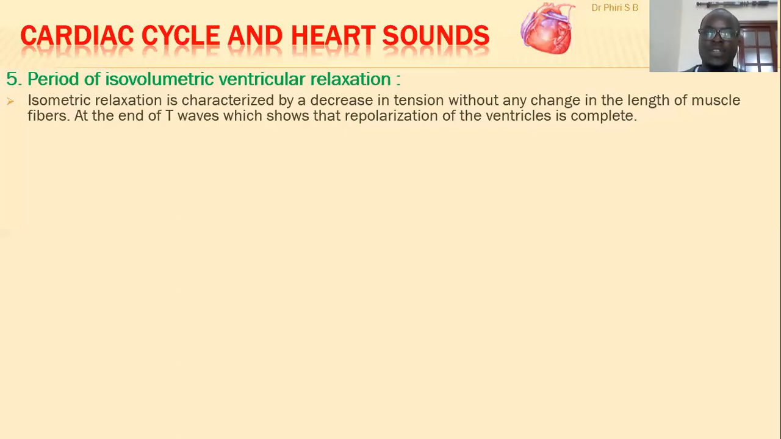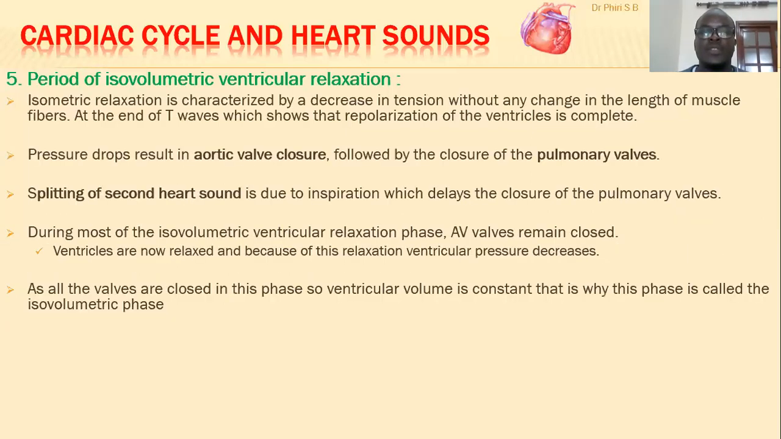So this period is referred to as isovolumetric ventricular relaxation, which is taking place at the end of the T wave after repolarization of the ventricles. The ventricles will start relaxing. So the first stage there is called isovolumetric ventricular relaxation. The pressure drop results in aortic valve closure, followed by the closure of the pulmonary valve. So again here, the aortic valve will be the first one to close, then followed by the pulmonary valve.